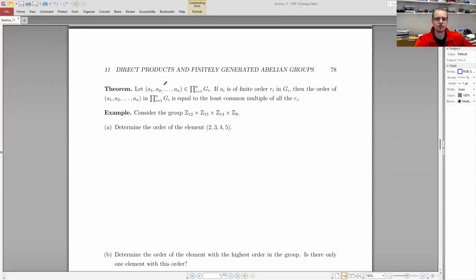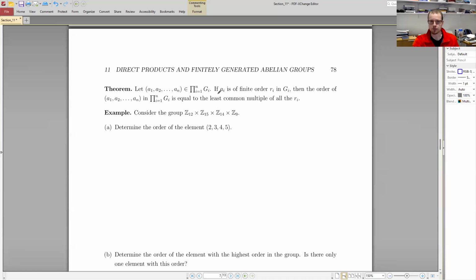Welcome to the office. We want to continue taking a look at finitely generated abelian groups and, of course, direct products here. So let's take a look at an example now of our least common multiple. If we have the direct product of some collection of groups, and if a_i is of finite order r_i in its associated group, then the order of this element in the direct product is equal to the least common multiple of all of the orders of the elements in this element of the direct product.